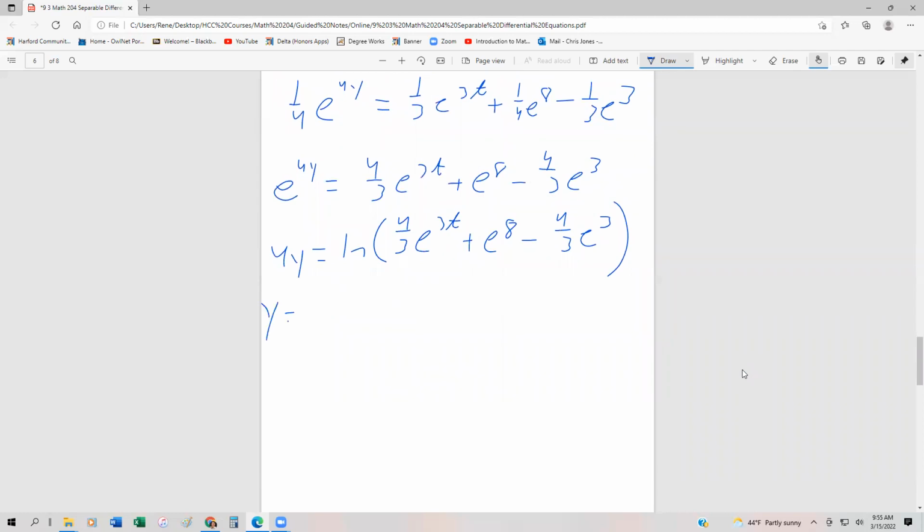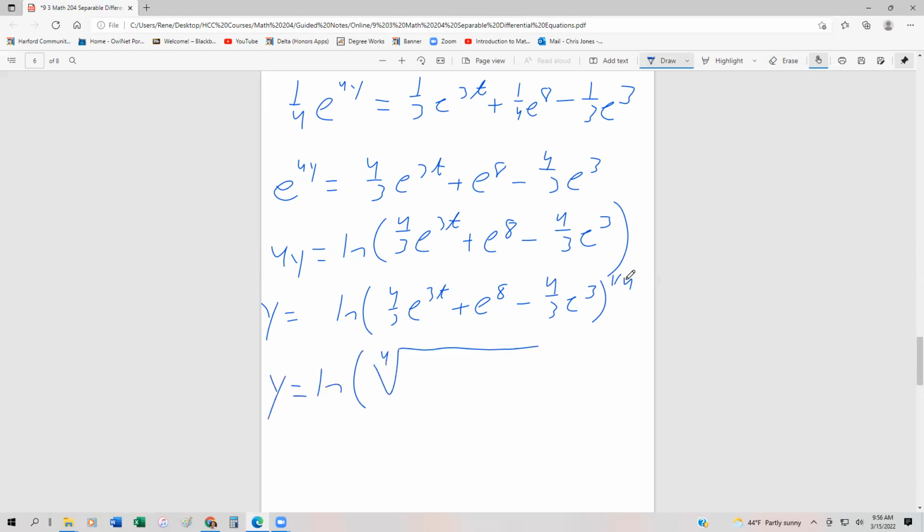So one way to write this answer would be 1/4 ln of 4/3 e to the 3t plus e to the 8th minus 4/3 e cubed. And then, of course, we remember that the 1/4 could also be written as the 1/4 power. So if I do that, this just becomes ln of all that to the 1/4. That also means we could rewrite this as the 4th root of everything that's inside the natural log. So y would be equal to ln of the 4th root of 4/3 e to the 3t plus e to the 8th minus 4/3 e cubed.